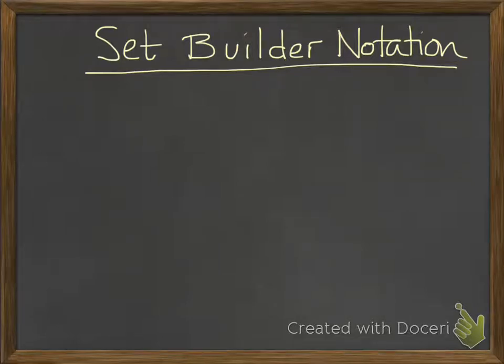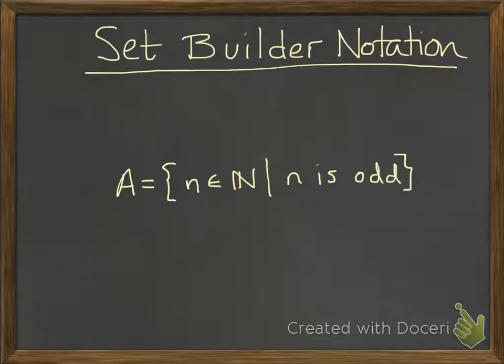Hi, I'm here to talk about set builder notation today so that we can accurately understand it and use it to describe sets. So let's start with an example. I'm going to call this set A. A is the set of all n in the natural numbers such that n is odd.